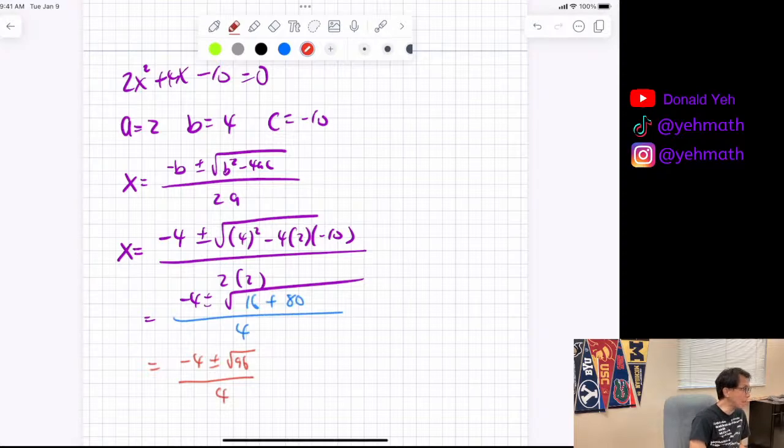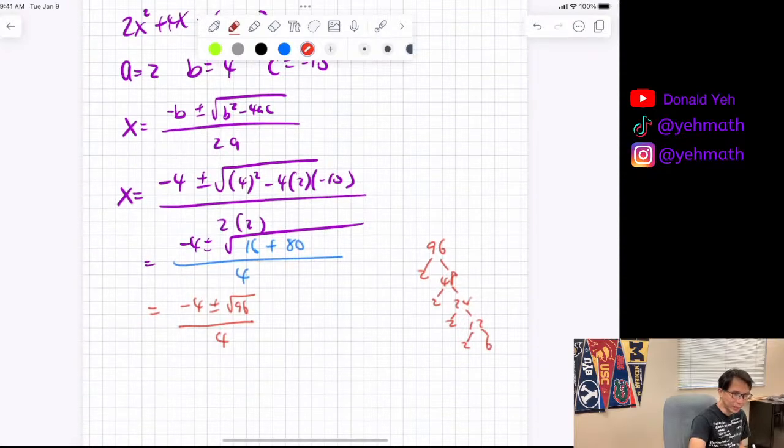Now some people ask, how do I simplify this radical? We already taught you how to simplify this radical before. 96, this is a dumb way, but it's okay, it gets the job done. 48, 2, 24, 2, 12, 2, 6. Then you can take out one group of 2, two groups of 2. So it'd be -4 plus minus, and they multiply each other, so it'd be 4 square root of 6, over 4.